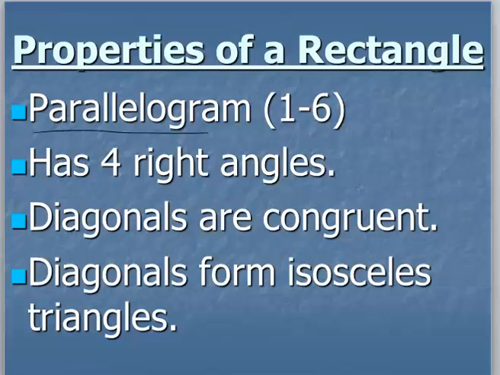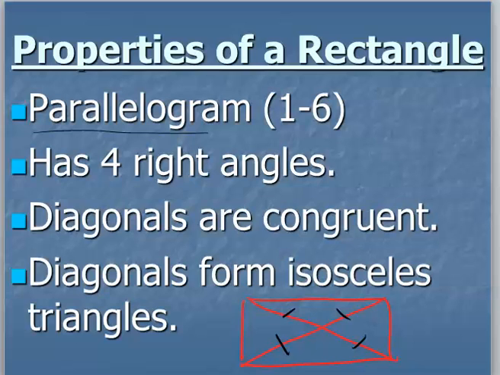For example, if I have a rectangle and I draw in the diagonals, not only do they bisect each other, but they started out congruent, so each little part will be the same. Because of this, they will form isosceles triangles. Remember, isosceles we use for two sides of the triangle congruent. We have equilateral for all three.